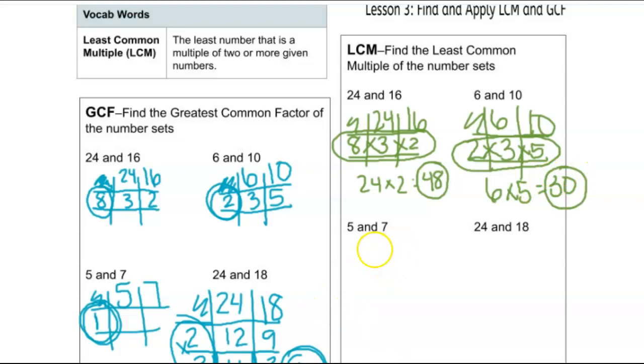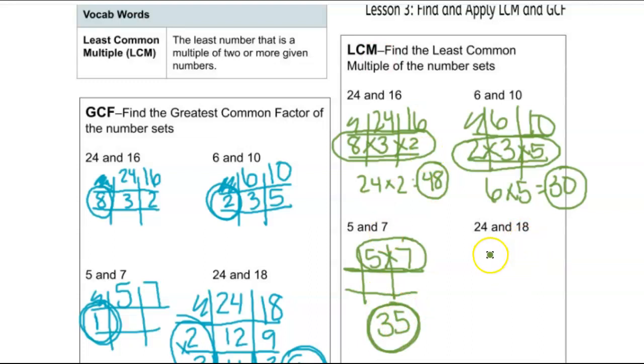Okay, my 5 and my 7. If I can only take a 1 out, which is what we did over there, that just means I get to multiply these numbers together, and that will find my least common multiple. So 5 times 7 is 35.